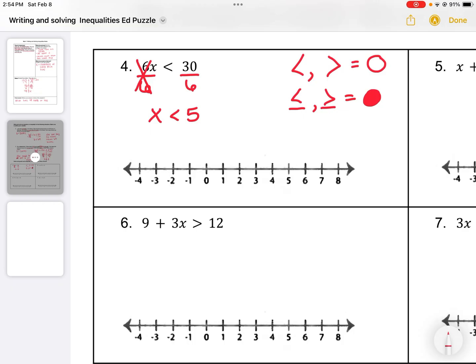I can see that my symbol in number 4 is just a regular less than symbol, so that tells me it's going to be an open circle on the number 5. I'm going to put it above, but if you put it on the number, that is also perfectly fine. Because it is a less than symbol, I need to draw my arrow pointing to all of the numbers that are less than 5. I know that it should be pointing to the left. And make sure there's an arrow on the end.